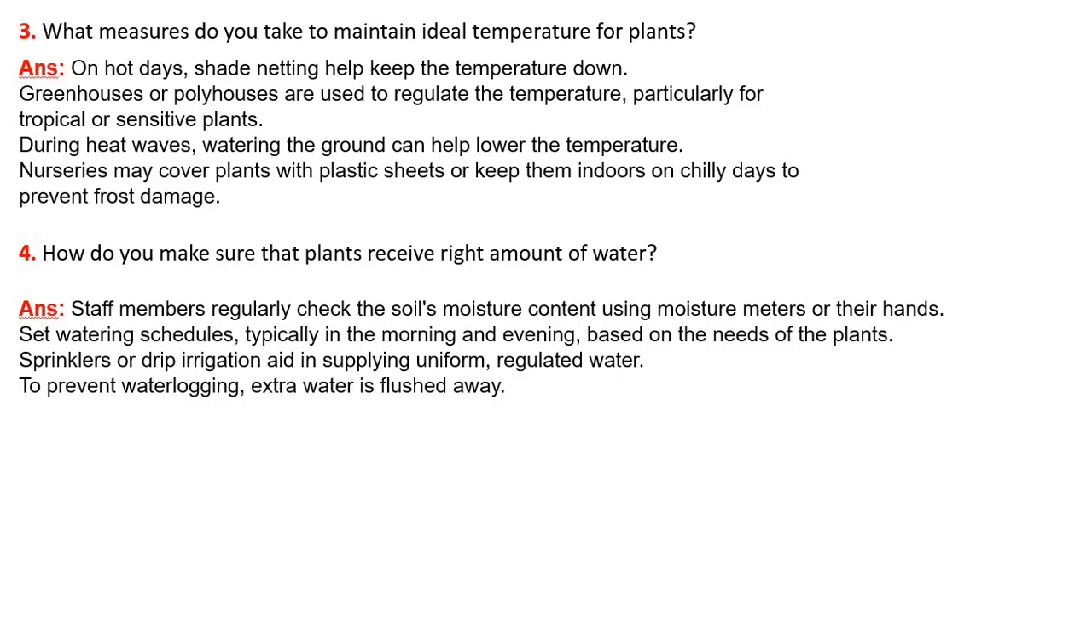How do you make sure that plants receive the right amount of water? Staff members regularly check the soil's moisture content using moisture meters or their hands. Set watering schedules, typically in the morning and evening, based on the needs of the plants. Sprinklers or drip irrigation aid in supplying uniform regulated water. To prevent waterlogging, extra water is flushed out.